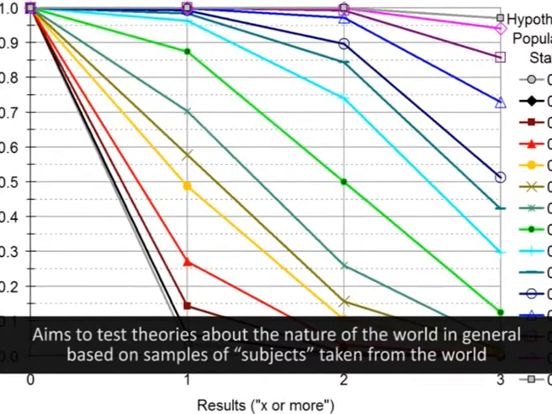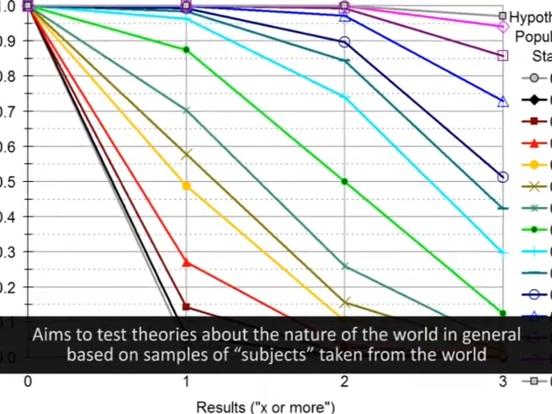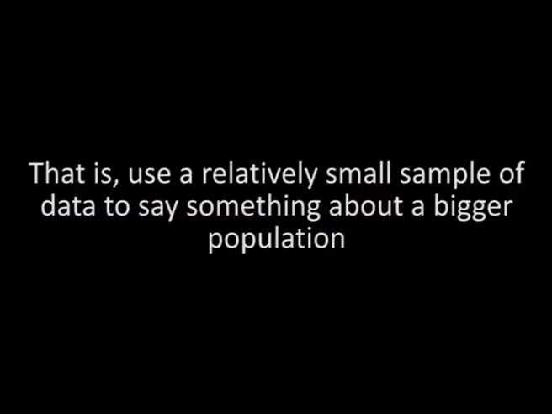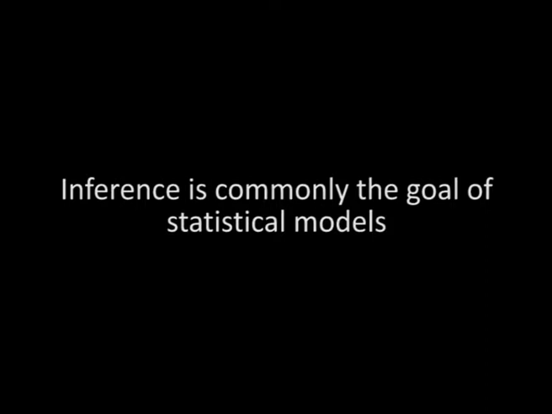Inferential aims to test theories about the nature of the world in general or some part of it based on samples of subjects taken from the world or some part of it. That is, use a relatively small sample of data to say something about a bigger population. Inference is commonly the goal of statistical models. Inference involves estimating both the quantity you care about and your uncertainty about your estimate.